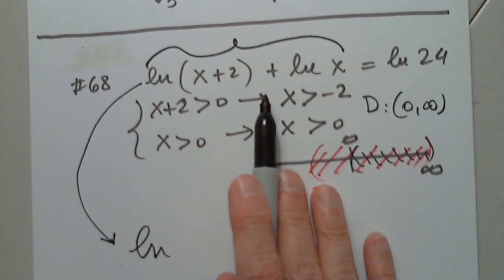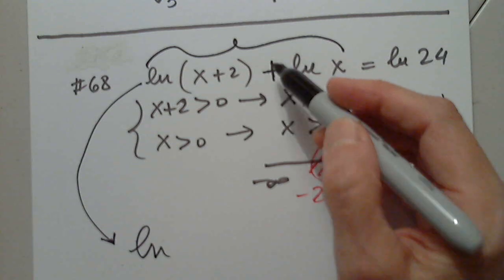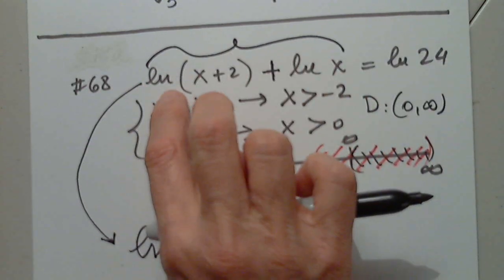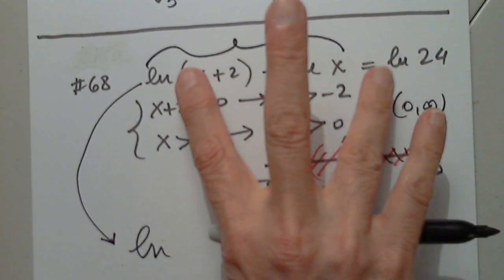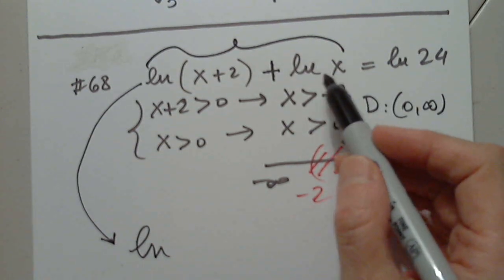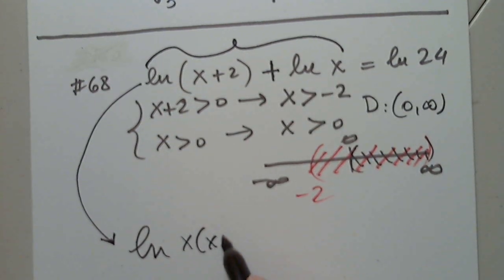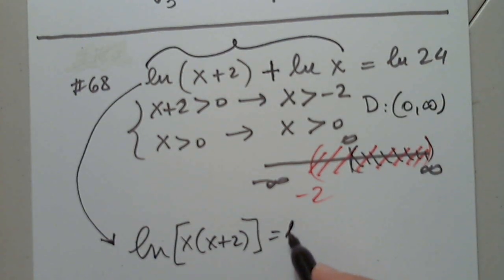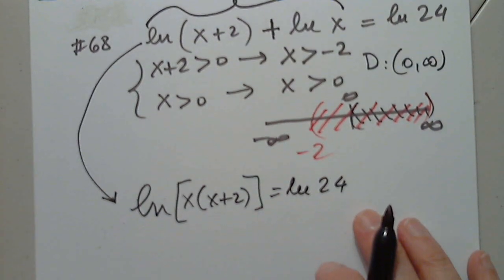What is the rule? When we see plus and we add two logs with the same base, you multiply. Yes, x by this. Awesome. You can put it in brackets if you want, and that equals natural log 24.